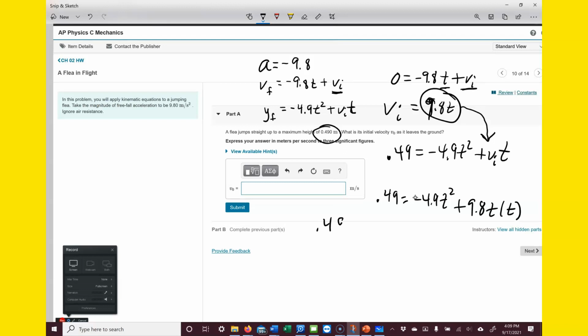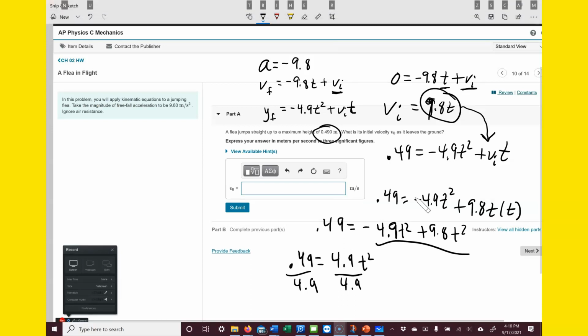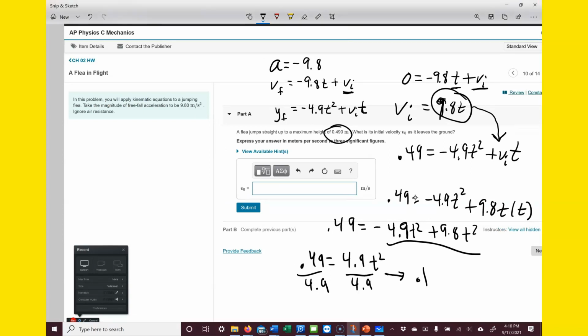which is going to be 0.49 equals negative 4.9 t squared plus 9.8 t squared. Got my decimal point in the wrong spot there. The 0.49 and the 4.9 are a little confusing. Get your numbers mixed up. So then these are like terms. That becomes 0.49 equals 4.9 t squared, because negative 4.9 t squared plus 9.8 t squared is positive 4.9 t squared. Now divide by 4.9. That gives me 0.1 equals t squared. Square root both sides.